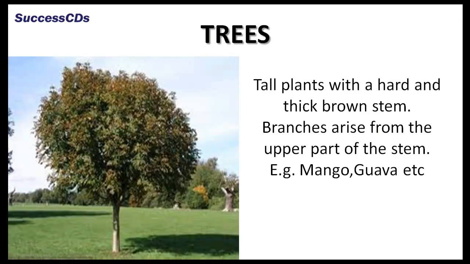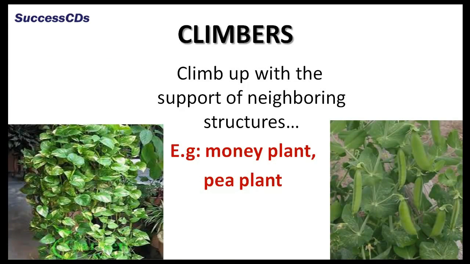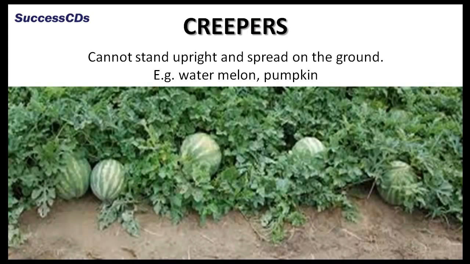Branches are many and they arise from the upper part of the stem. Example, mango, guava, etc. Have you ever seen a money plant or a pea plant? Are these plants other than herbs, shrubs and trees? They are called climbers. They have weak stems and climb up with the support of neighboring structures. Take a look at this watermelon plant. It too has weak stems and cannot stand upright and thus spreads on the ground and is called a creeper.